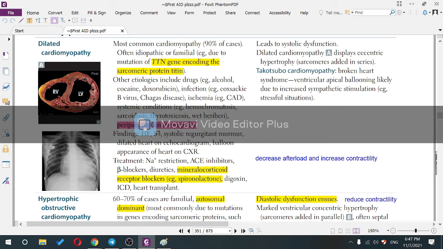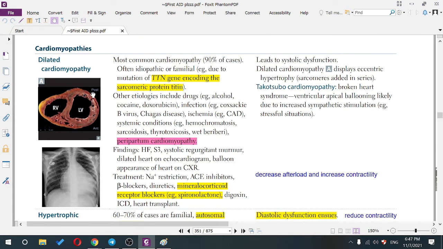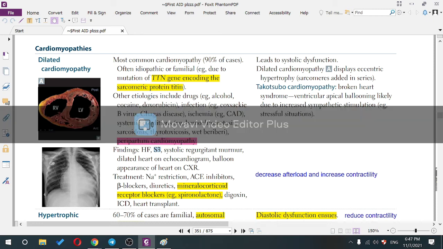So the findings in such a patient, the first thing, obviously, is heart failure. When we tell you cardiomyopathy, it must be heart failure. And S3, can someone tell me what is the definition of S3? Come on, do not give me disappointment. It's not hypertrophy.